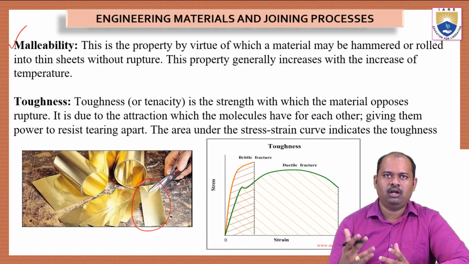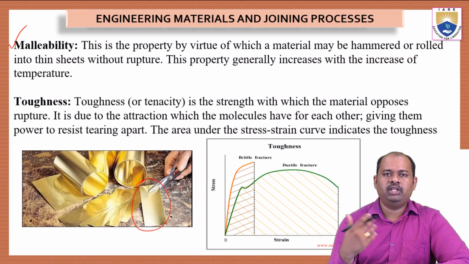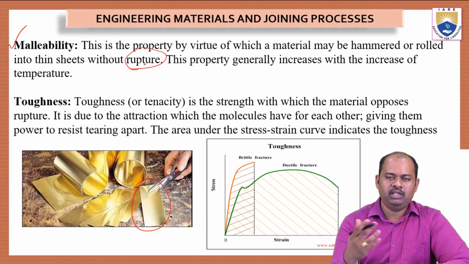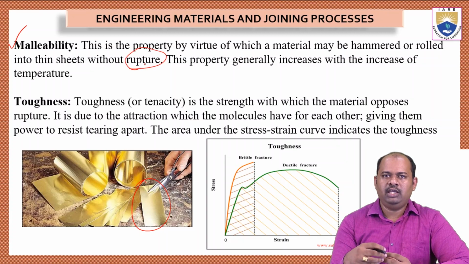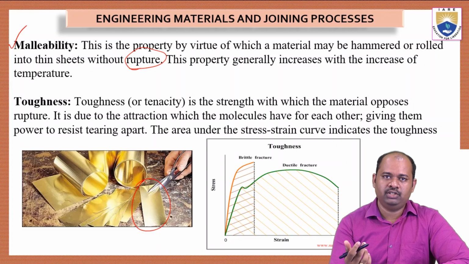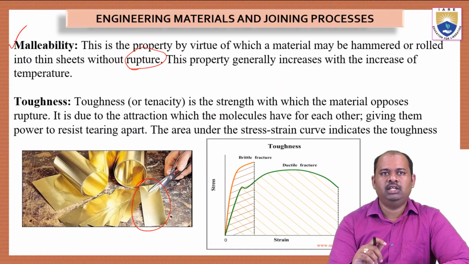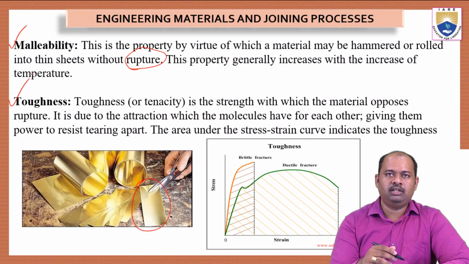They can be hammered or rolled without any rupture. Rupture means without any breakage. We can keep on decreasing the size of the metal. This property generally increases with the increase of temperature. So the malleability will always increase with increase in the temperature. Okay, and then the next property is toughness.